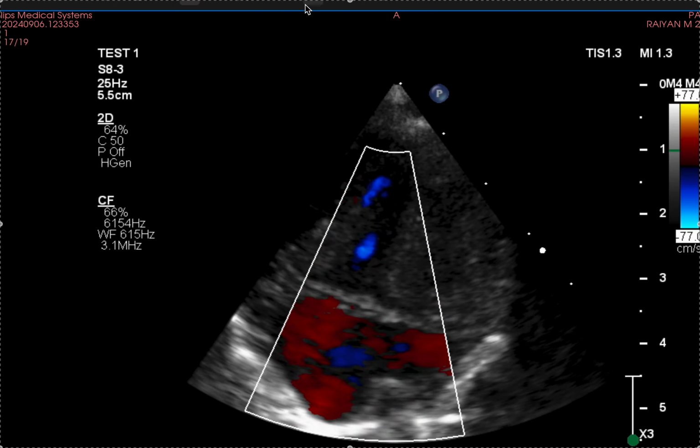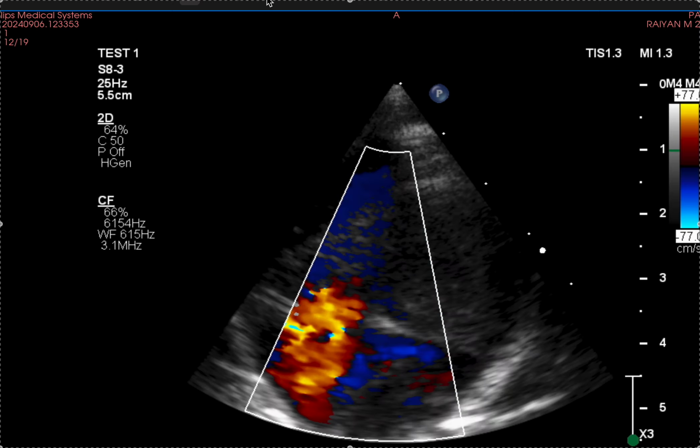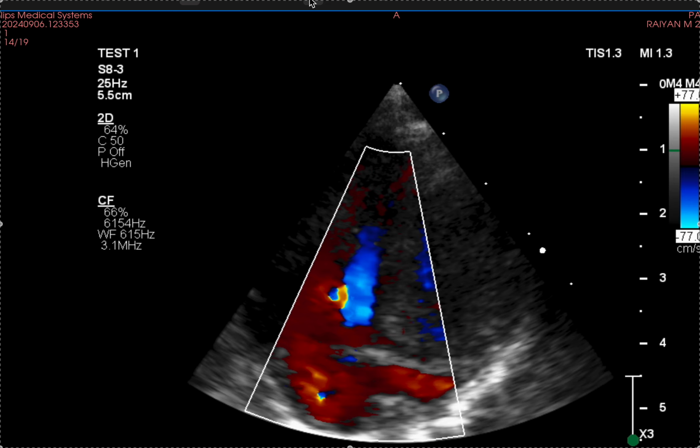This is the view from the apical window. In the apical 4-chamber view, simply angulate the probe posteriorly, or you can say caudally. That will give you the view of this coronary sinus in the apical 4-chamber view. If you angulate the probe anteriorly or cranially, then you will get the aorta. That will be the 5-chamber view, where the aorta is coming out of the left ventricle.